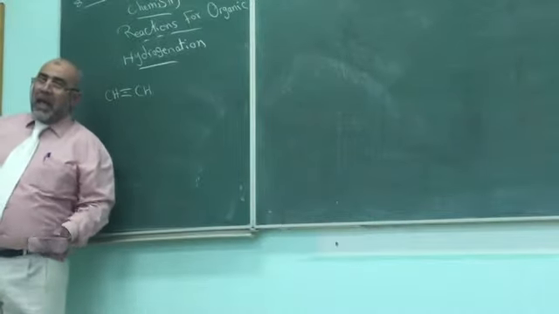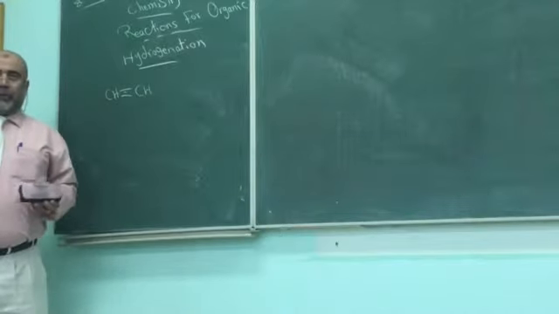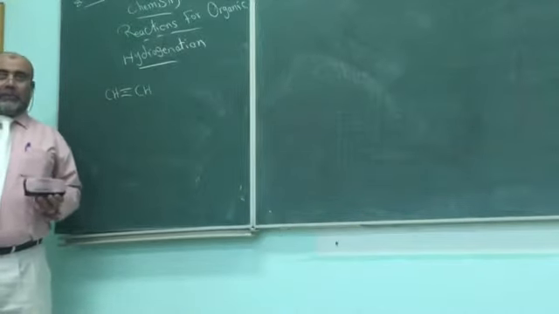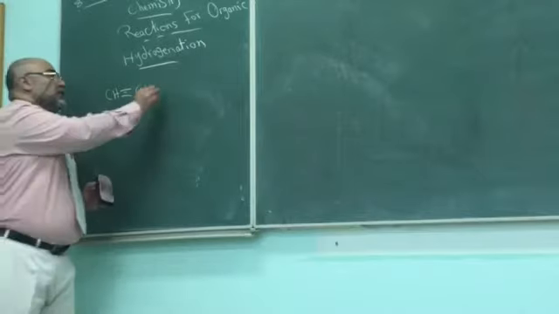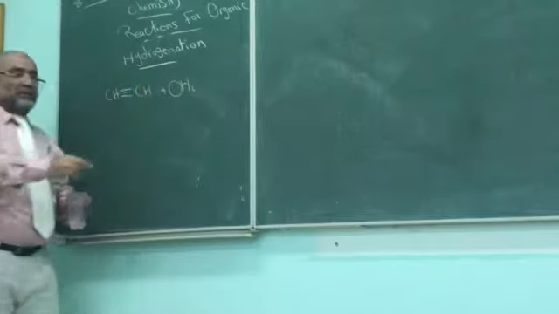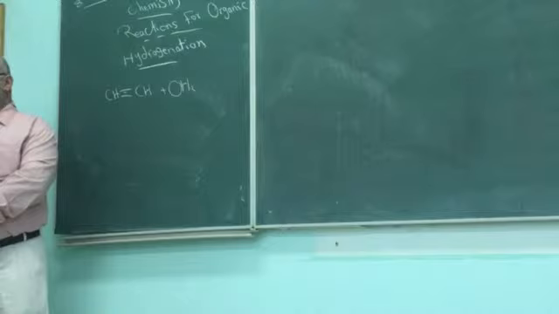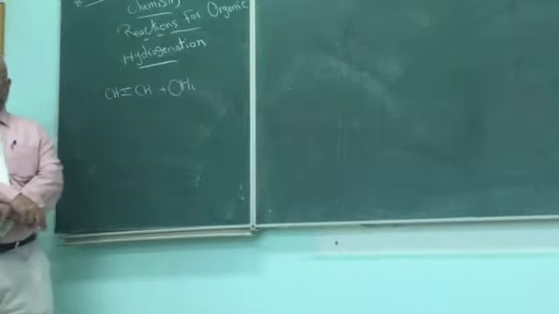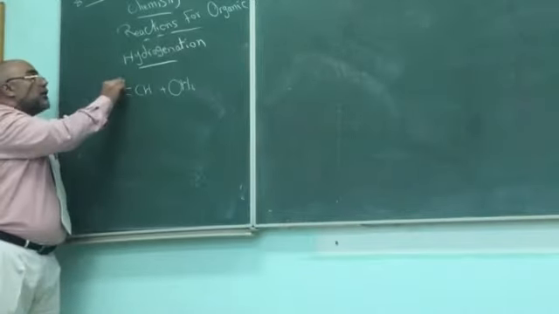How many moles of hydrogen do you need to add to convert it from unsaturated to saturated? I want to add H2. How many moles of hydrogen? Three. He said 3. Is he right? Yes, Mr. Romani? 2. Why 2? Because we have 2 pi bonds. Excellent. We have here 2 pi bonds only.